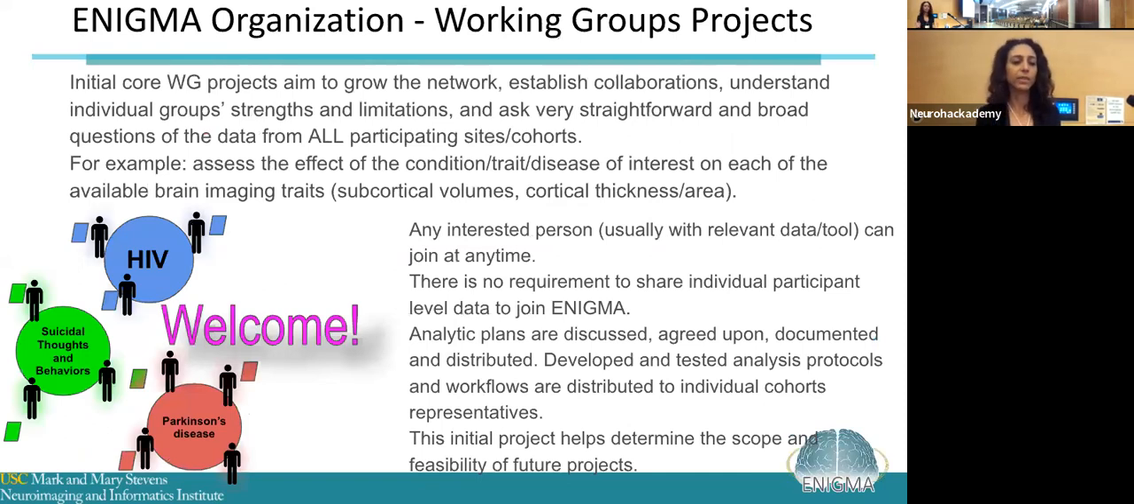Maybe taking a little bit of a step back and looking at the working groups, and these are often revolving around certain traits or clinical conditions of interest. For example, the Parkinson's working group, we have a working group on suicidal thoughts and behaviors. There might be certain data sets or certain cohorts that are involved in multiple working groups. So when a working group first starts, there's often an initial project that is led by the working group leaders.